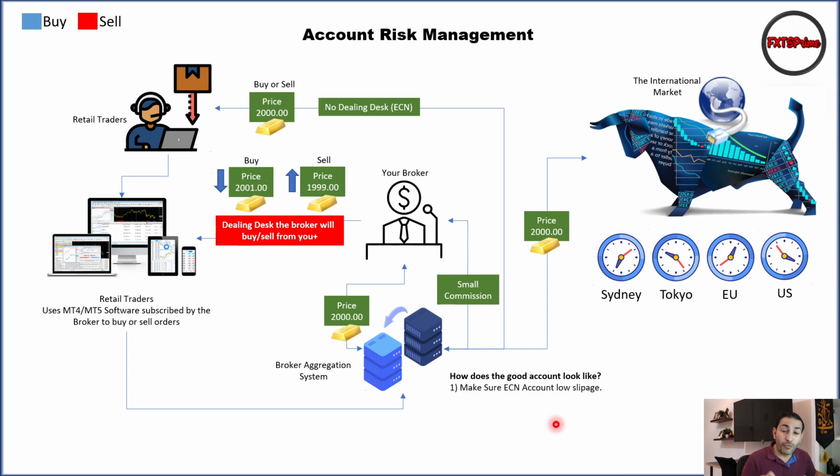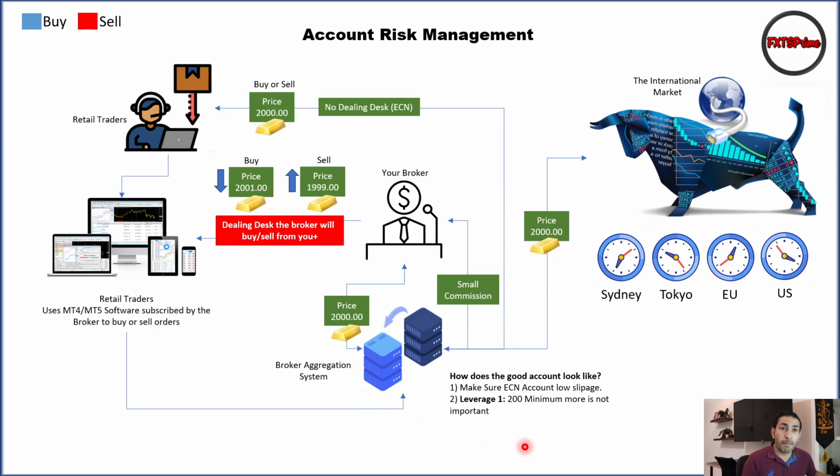So first of all, make sure your account is ECN. Why? Because it doesn't have slippage, doesn't have spread on open and close. And you are connected directly to the world, to the international market. And your broker doesn't entertain your trade at all. He's happy if you are trading and profiting.